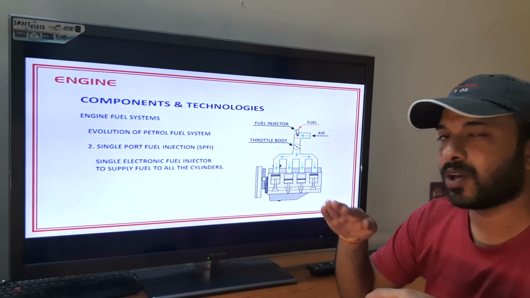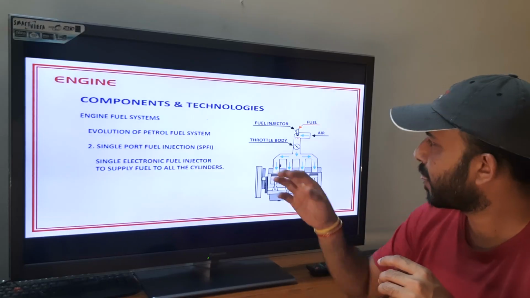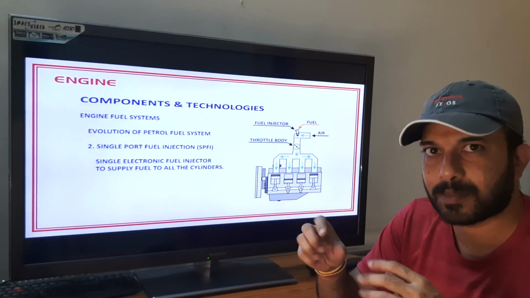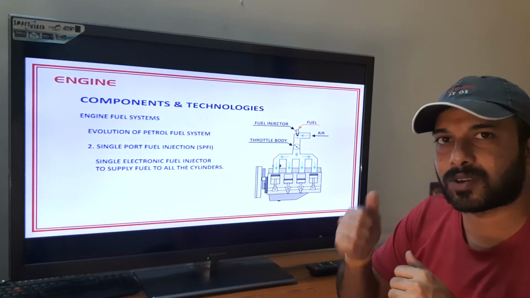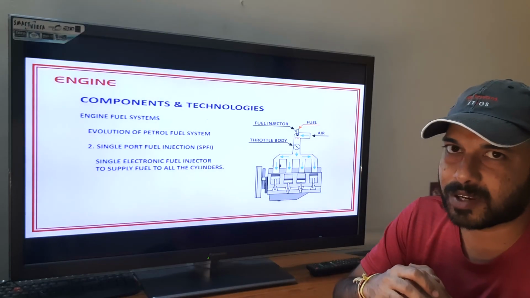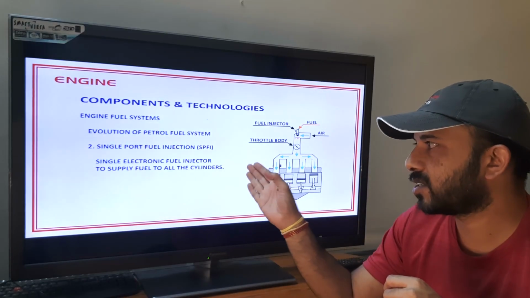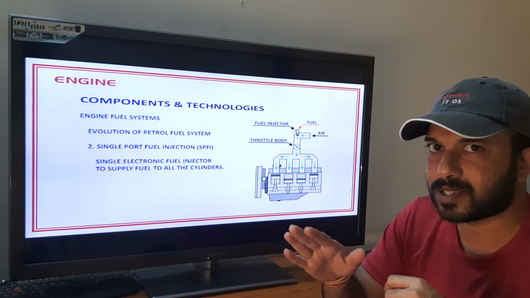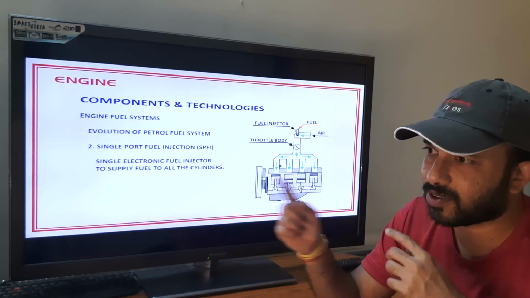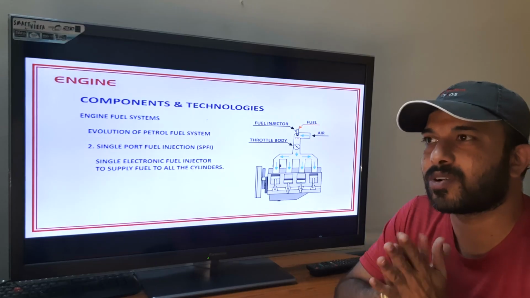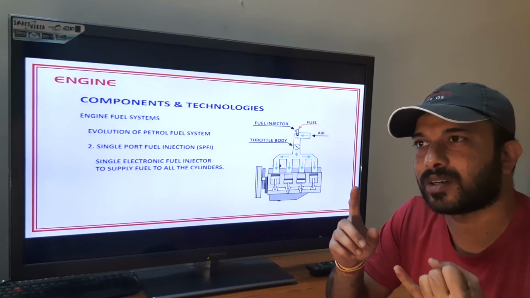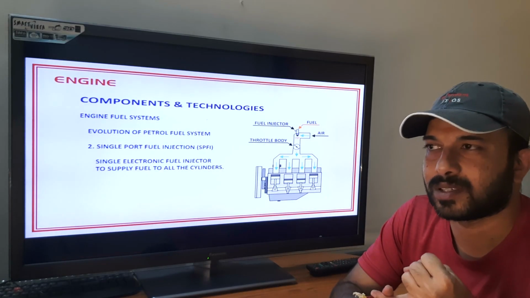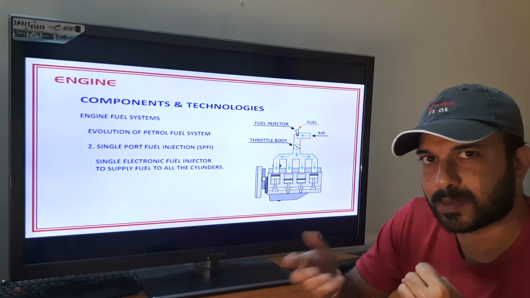Here the throttle body opens as per the airflow. The fuel also will be sprayed but will be mixed just before the throttle body. That is the working of the SPFI. So a single electronic fuel injector supplies fuel to all the cylinders. One electronic injector for all the cylinders. This was not having better emissions. This was actually not working properly as per the requirements.